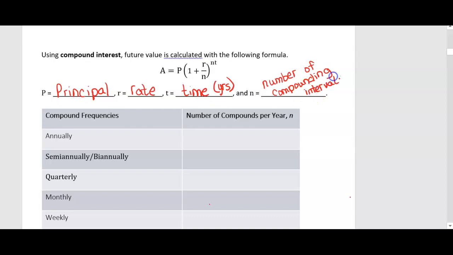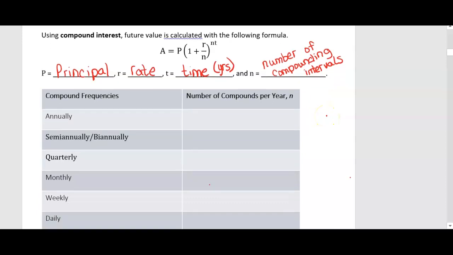In other words, how many times are they going to compound your interest, and you pay interest on interest in this year? So let me show you some words that could be used so that you would know your number of compounding intervals. First, we have the word annually. Annually means that you are getting your interest compounded once a year. Semi-annually or biannually means that it is being compounded twice per year. So your N would be 2. Quarterly. Quarterly means it's going to happen 4 times a year. Monthly. Well, if something happens monthly, it is going to happen 12 times throughout the year because there are 12 months in a year.